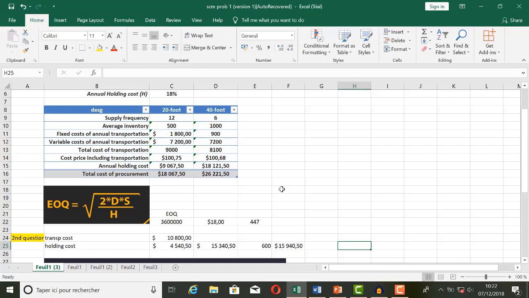We then conclude that it is more interesting from an economical perspective to boost the supply frequency up to 24 times instead of 12 times per year with a 10-foot container to supply 500 electronic machines.